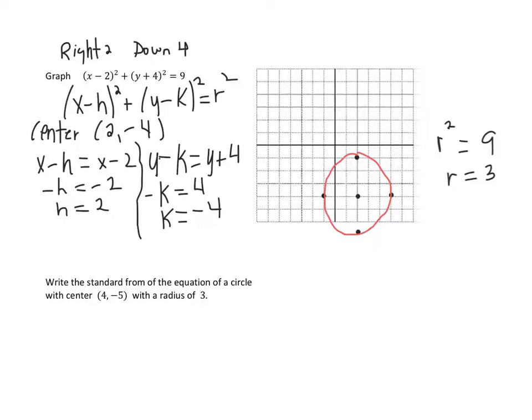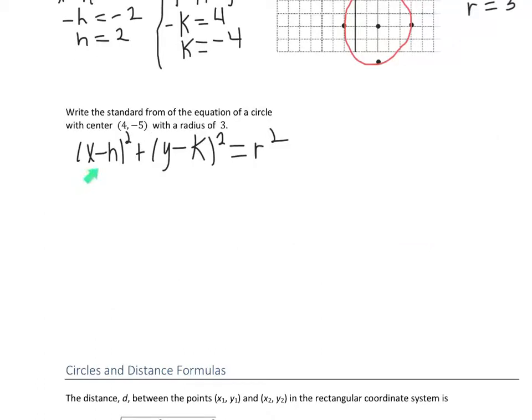Now we will take a look down here. We're going to write the standard form of the equation of a circle with the center given and the radius. So reversing the process. And we'll start out with writing out this general form of the equation of a circle. So all you need to do is, the center here is the (h, k). Just plug those numbers in for the h and the k, and the radius is 3. Plug that in over here. So here, if you need to show this, are the values for h, k, and r.